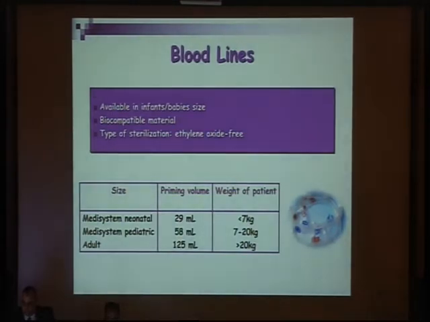As for the bloodline, we always use a pediatric size. Okay, maybe some sizes are available for babies and infants. It should be of a biocompatible material, and the type of sterilization is always ethylene oxide-free.